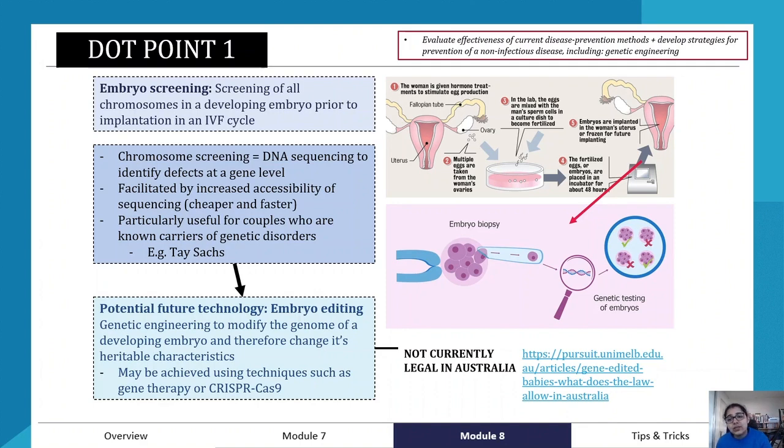Embryo screening is the screening of all chromosomes in a developing embryo before implantation in an IVF cycle, and this is where we are screening the chromosomes and using DNA sequencing to identify any defects at a gene level, and it's particularly useful for couples who are known carriers of genetic disorders like Tay-Sachs. So potential future embryo editing, it's not legal in Australia right now, but we are seeing that there's an unprecedented use of these technologies.